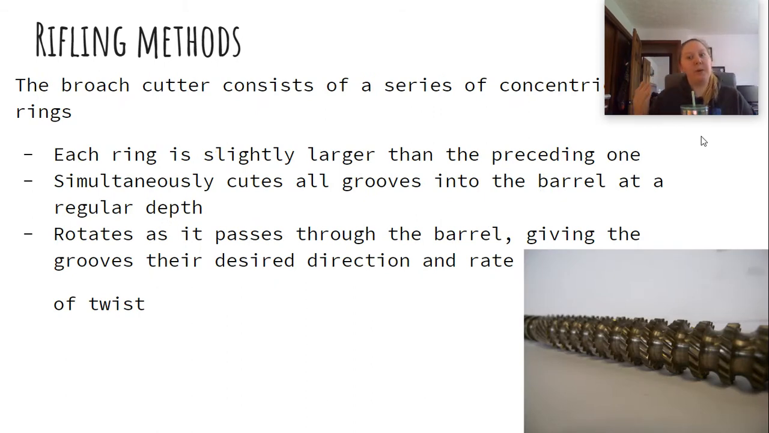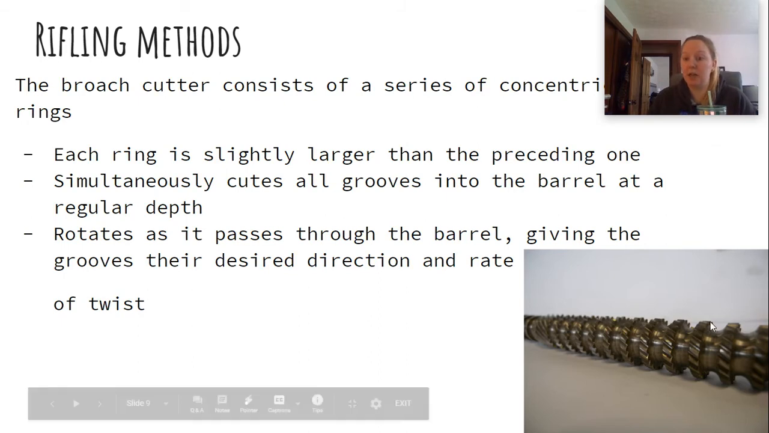After 1940, we have several methods that are still used today in order to create the lands and grooves of a gun. The first is a broach cutter. It consists of a series of concentric rings. Each ring gets slightly larger than the preceding one, and it simultaneously cuts all the grooves into the barrel at a regular depth. It does get rotated as it's passed through the barrel, giving the grooves their desired direction and rate of twist. So you can see it here.